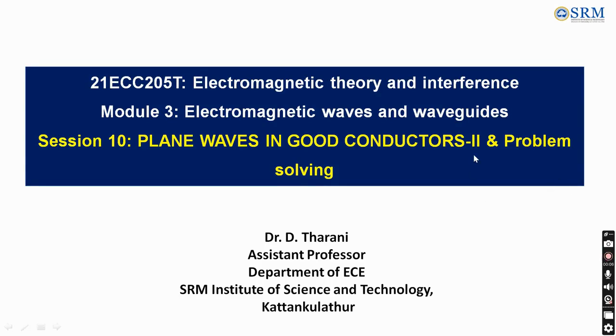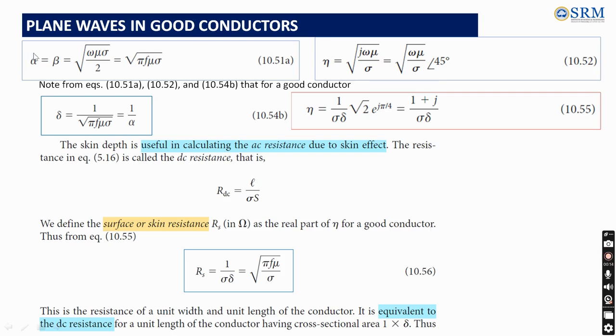In this session, we will continue our discussion about plane waves and good conductors, and we will solve a problem based on good conductors. So we already found the relation between alpha and beta, which is going to be equal in case of good conductors, and that is equal to root of pi f mu into sigma. And the intrinsic impedance also we have already computed, that is equal to root of omega mu by sigma into angle 45 degree, right? And we found a skin depth which is going to be the reciprocal of the attenuation constant alpha.